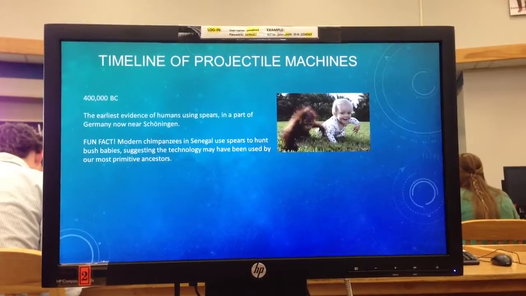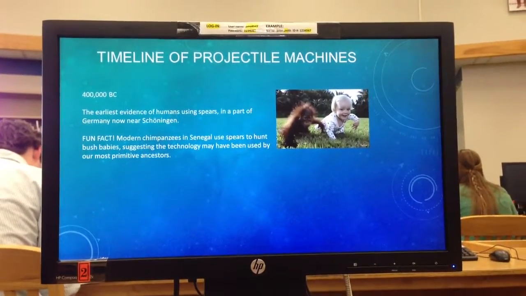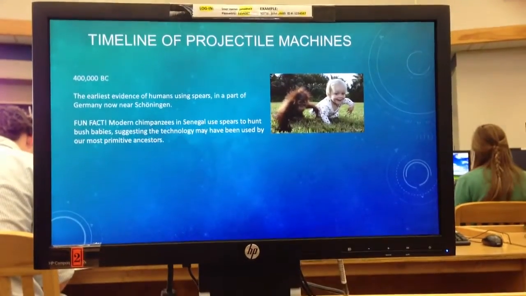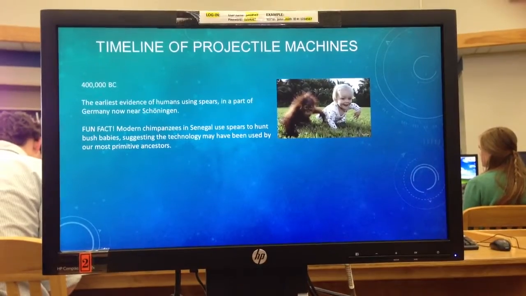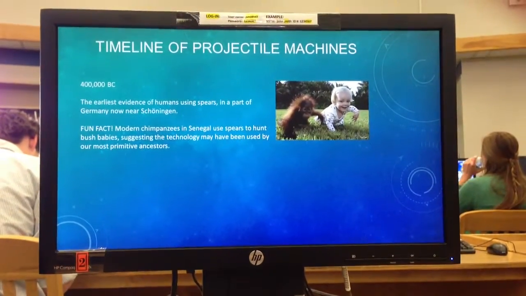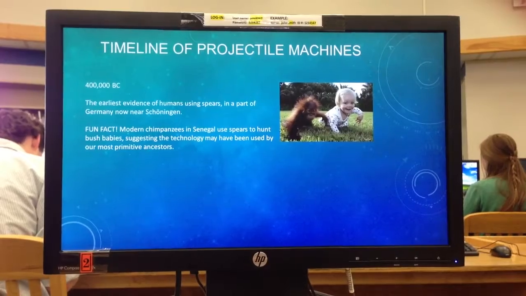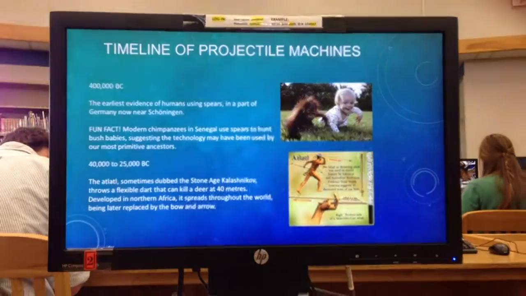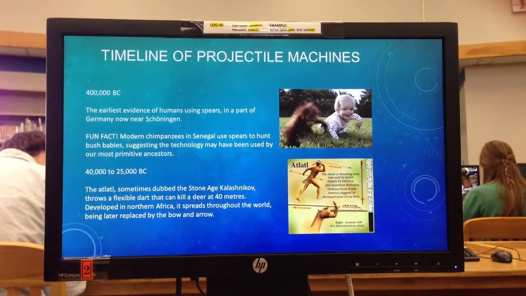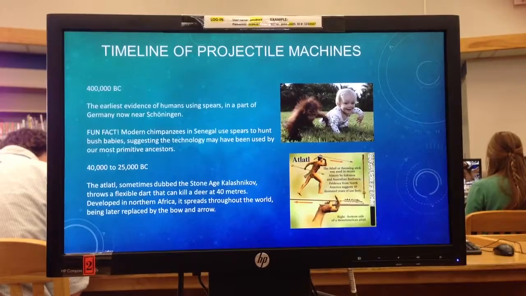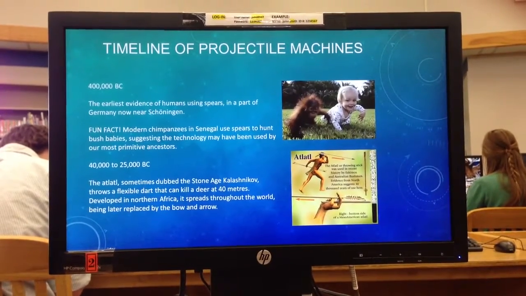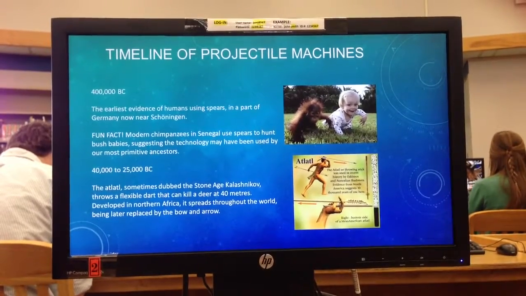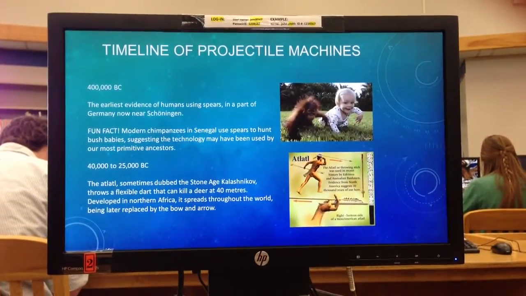A timeline of projectile machines: 400,000 BC, the earliest evidence of humans using spears in a part of Germany now called Schöningen. And modern chimpanzees in Senegal use spears to hunt bush babies, suggesting the technology may have been used by our most primitive ancestors. From 40,000 to 25,000 BC, the atlatl, sometimes dubbed the Stone Age Kalashnikov, throws a flexible dart that can kill a deer at 40 meters. Developed in northern Africa, it spreads throughout the world, being later replaced by the bow and arrow.